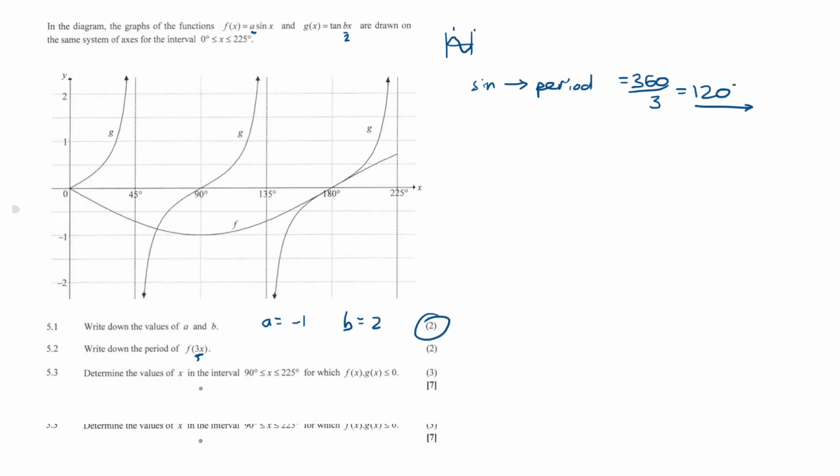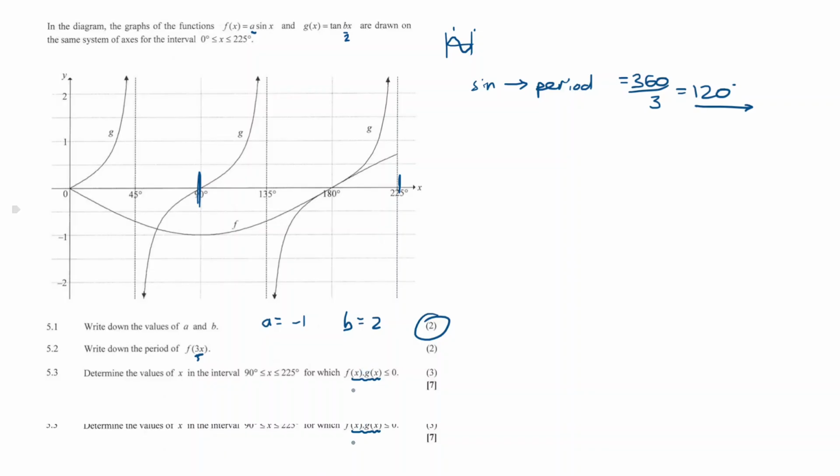The last question is: determine the values of x in the interval 90 to 225. Okay, so I'm only looking from here to there, even though there might be other answers relevant before this, for which f(x) times g(x) is less than -1. A lot of people freak out with these kinds of questions. Hopefully I've got a technique that makes it easier for you, which I will cover in another video on functions.